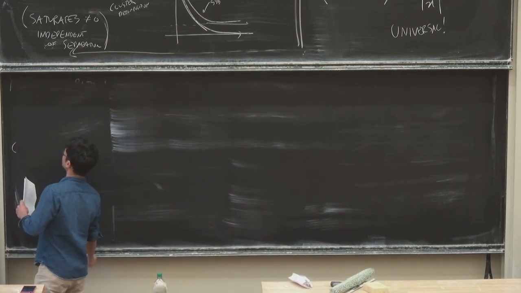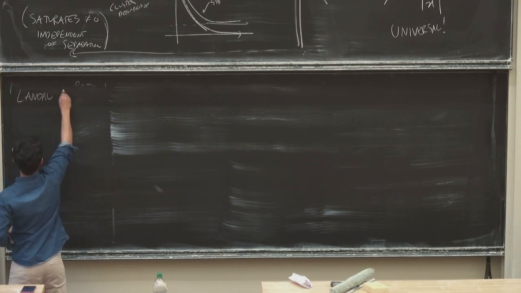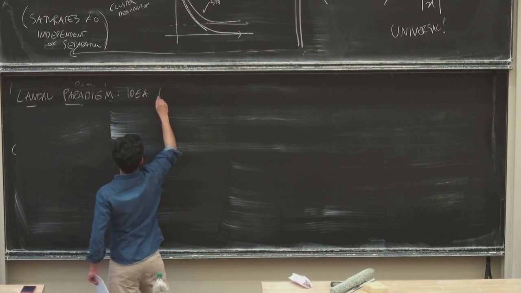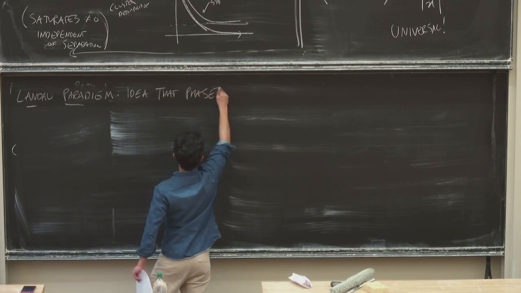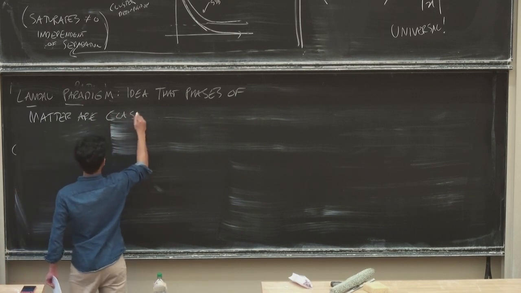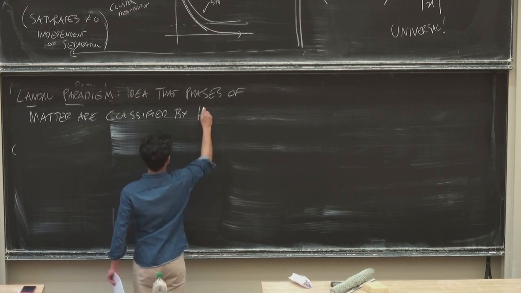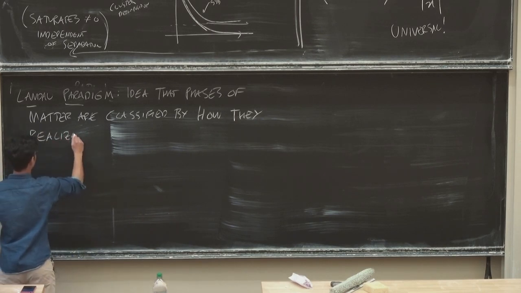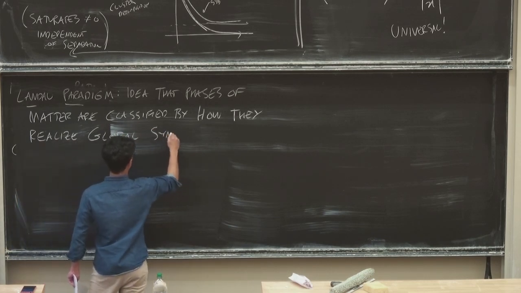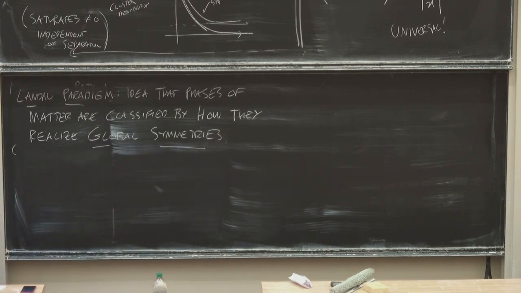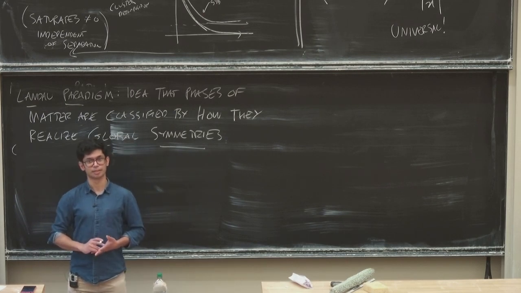So this is basically what the Landau paradigm is. The Landau paradigm is the idea that phases of matter are classified by how they realize global symmetries. This is actually how we organize phases of matter basically in our everyday life. And I'm going to get back to this.